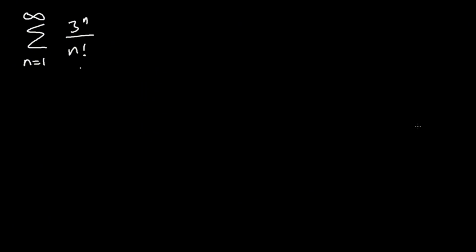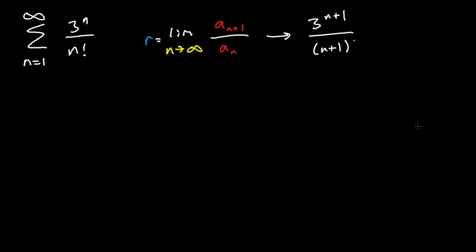But in this case, we have a factorial. And you will also learn that factorials grow faster than exponentials. So what we have here, I guess you can already conclude that it converges, but let's go ahead and actually prove that using the ratio test. Let's go ahead and find r. Let's take the limit as n approaches infinity of a of n plus 1 over a of n. So what is a of n plus 1? A of n plus 1 is 3 to the power of n plus 1 over n plus 1 factorial.